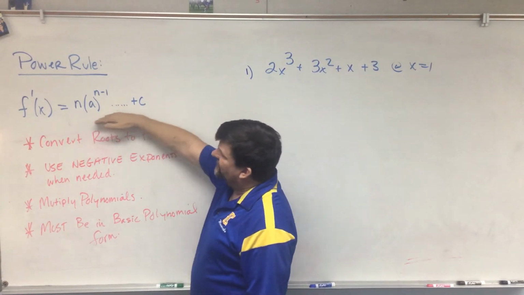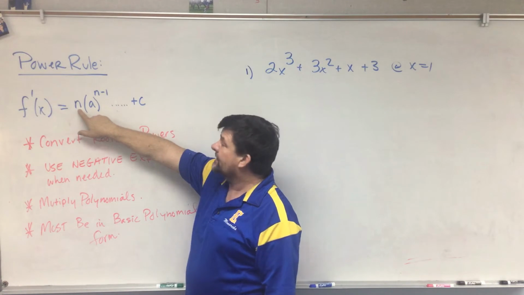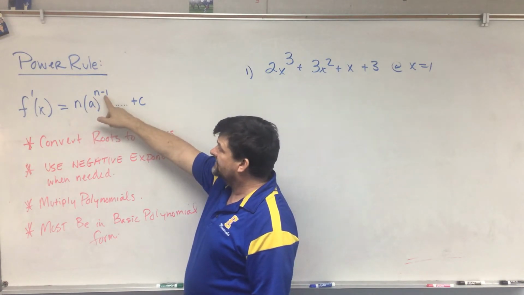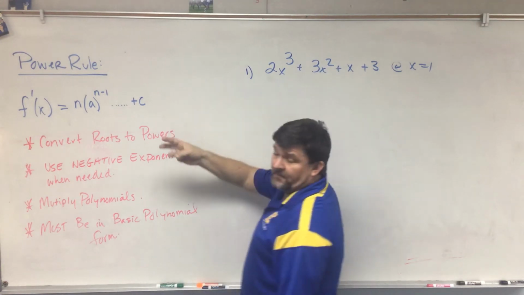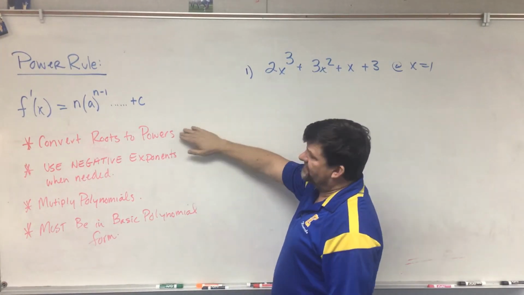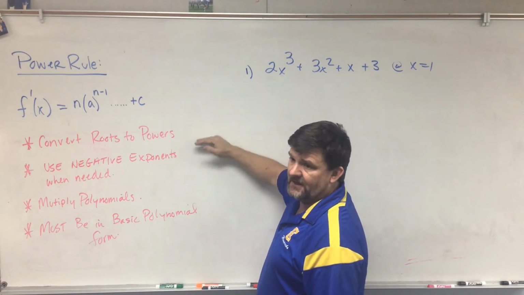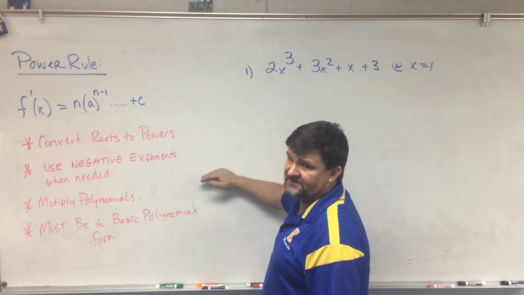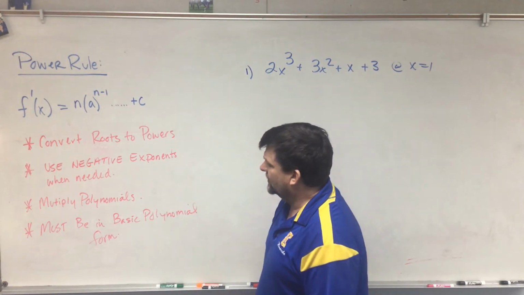Basically, this is the formula for it. You're going to take the exponent, multiply it here, then subtract 1 from the exponent. And you're just going to keep doing that all the way through the constant. Couple of little rules. You have to convert all roots to powers. Use negative exponents when needed. So if there's an exponent on the bottom of a fraction, you've got to move it to the top and make it a negative exponent. And multiply your polynomials out.